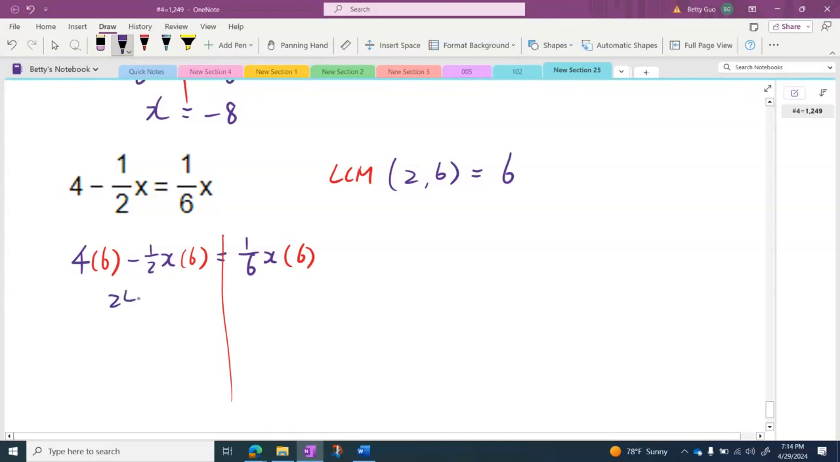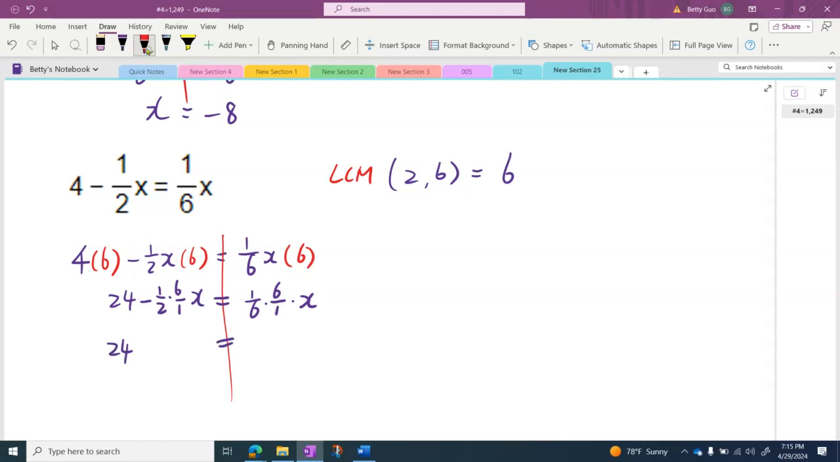4 times 6 is 24. And we are going to interchange the order, like we're going to put the numbers together, okay? Multiply the coefficient half by 6. Here the same, 1 over 6 times 6 over 1 times x. So 24, butterfly, 6 over 2, 3. Negative 3x. On the right side, butterfly, cancel x.